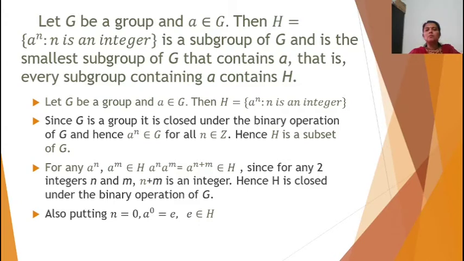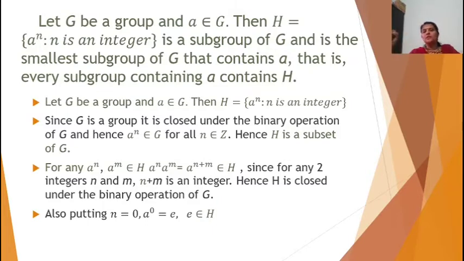Let G be a group and a an element of G. Then H equal to a raised to n, such that n is an integer, is a subgroup of G and is the smallest subgroup of G that contains a. That is, every subgroup containing a contains H.